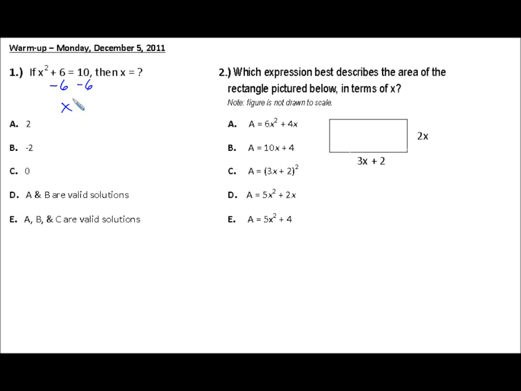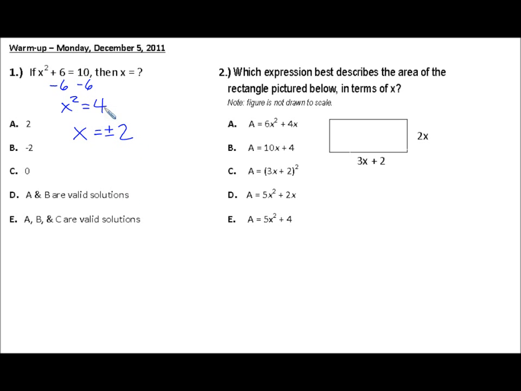Remember the golden rules, whatever you do to one side of an equation, you have to do to the other. So 10 minus 6, those are like terms, so I can combine them. 10 minus 6 is, of course, 4. The problem boils down to x squared equals 4, so to solve that, all we need to do is take the square root of both sides. The square root of x squared is just x, and the square root of 4 is positive or negative 2.